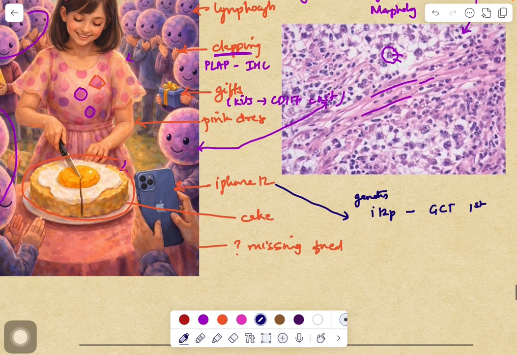And finally, the missing friend. Who is the missing friend? It is AFP. AFP is missing here because AFP positivity shows yolk sac differentiation, and it is seen in yolk sac tumor. AFP is not elevated in dysgerminoma. So AFP is missing.